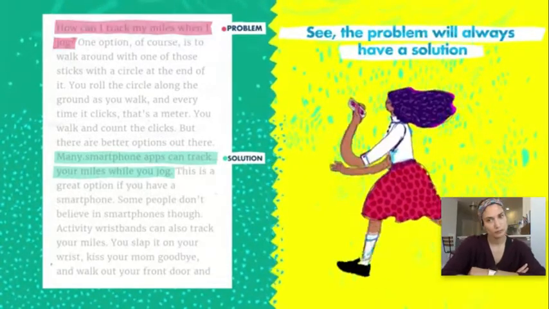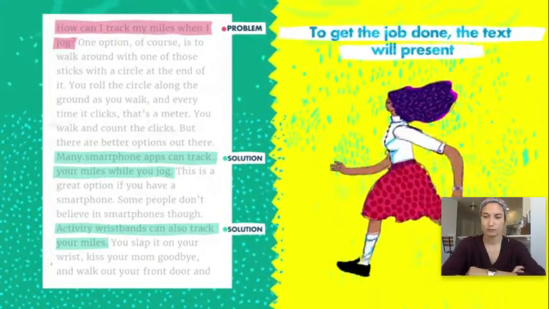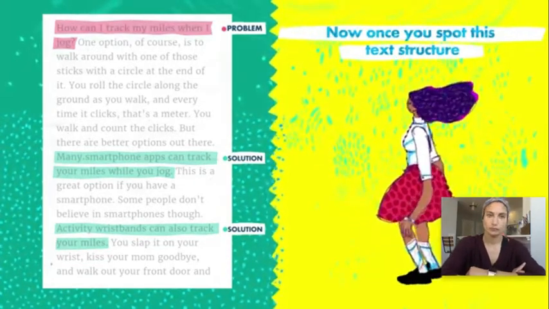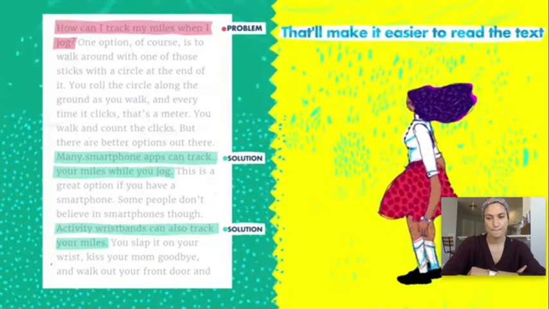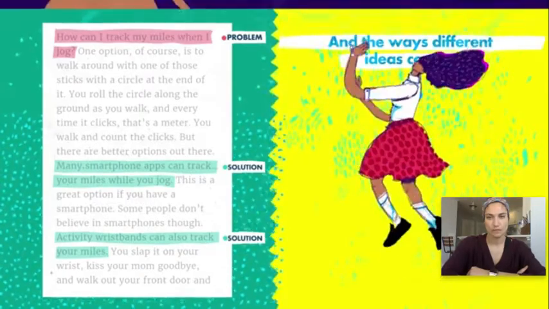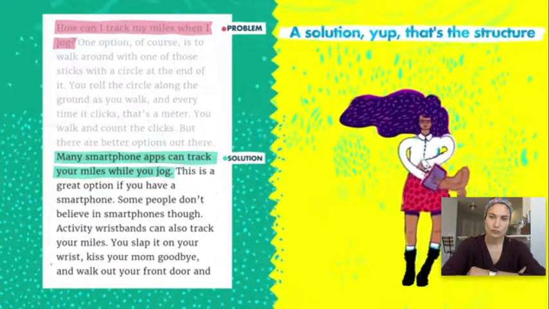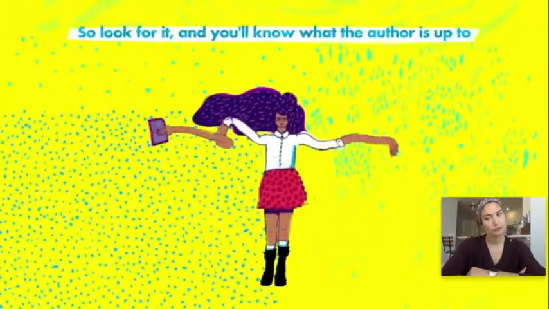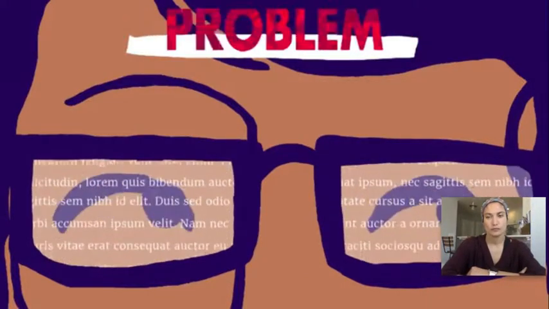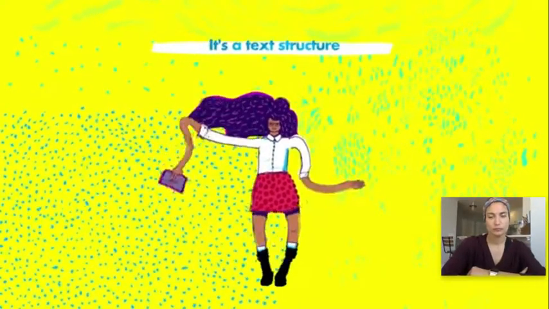See, the problem will always have a solution. In fact, sometimes it'll have more than one. To get the job done, the text will present the solution that best solves the problem. Now, once you spot this text structure, that'll make it easier to read the text. It'll help you better understand the passage and the ways different ideas connect. When you're reading through a text and you see a problem, then you know what's next. A solution. Yup, that's the structure, so look for it and you know what the author is up to. Problem. Solution. It's a text structure.